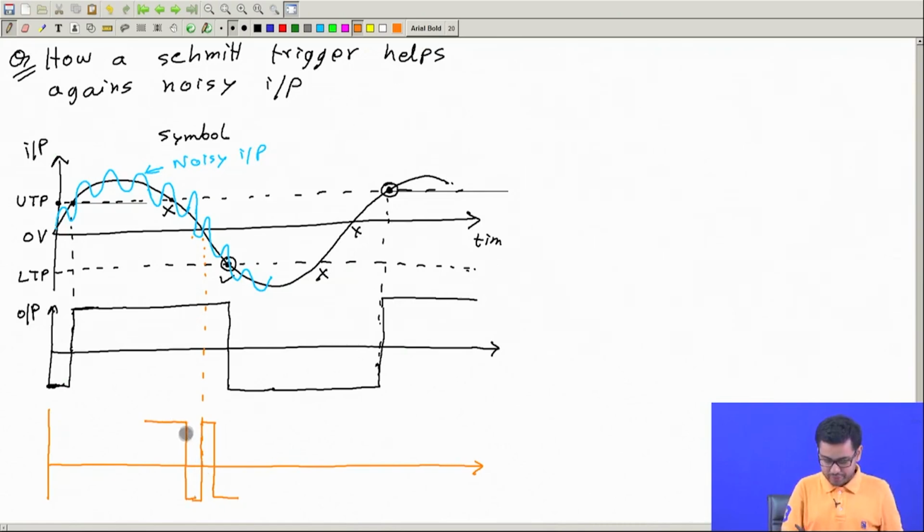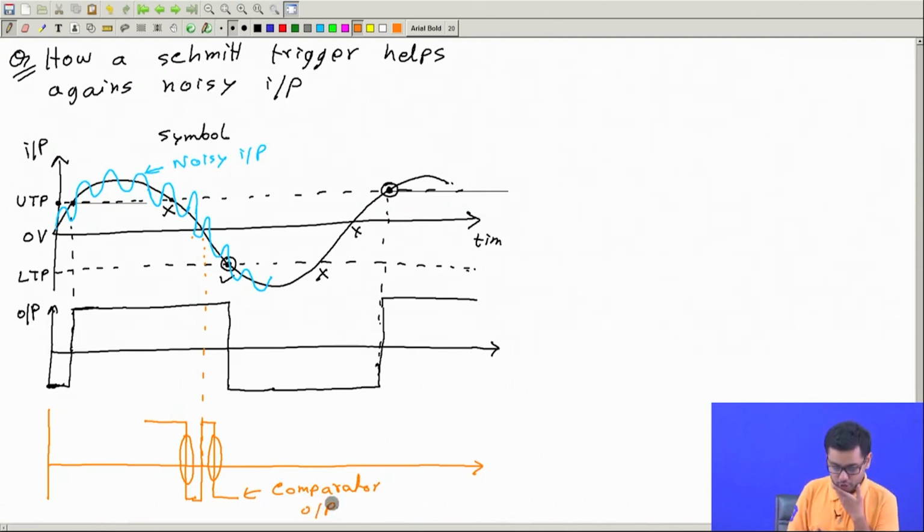And so instead of getting one edge here, we are getting two edges. One is this, another is this, two falling edges. So count will increase by a factor of 2. So this is the output from a comparator, a normal comparator.